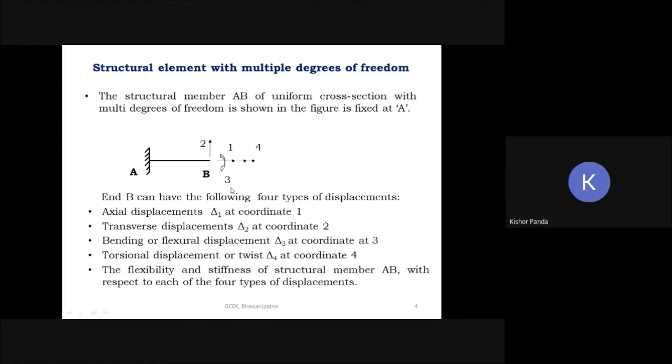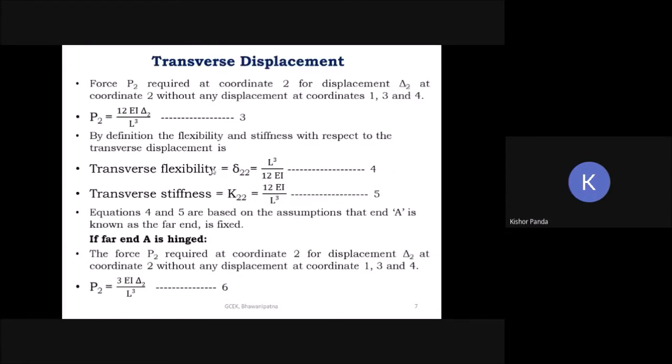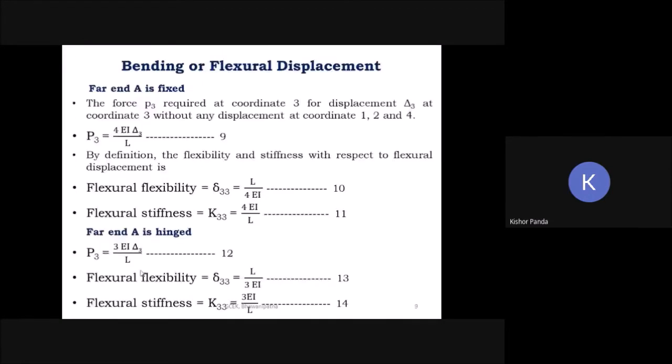When the moment is acting here, due to this moment, the displacement is the rotational displacement. You have to take the relation between the moment and the rotational displacement. The other forces along the 1, 2 and 4 directions are absent, and the displacements along the 1, 2, 4 directions are also absent. Only the force is acting in direction 3, and you have to find out the displacement along coordinate 3. Due to this, you have to find out what is the flexural flexibility and what is the flexural stiffness.